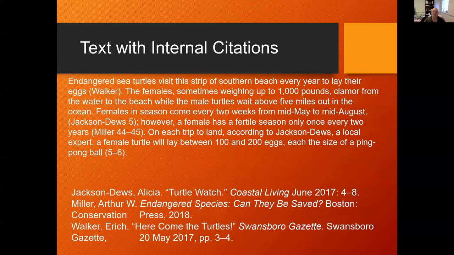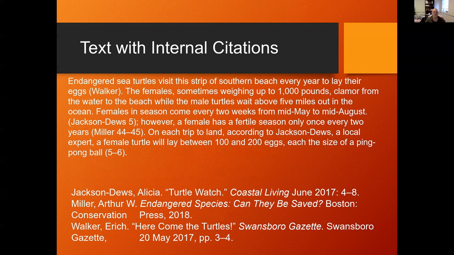Here's a great example. If you look at the top paragraph, you'll see in parentheses there are different things like Walker, Jackson Dews 5, Miller 44-45. Those are going to be the internal citations. It's going to be the author's name, and in this case, the page that it was found on. The other way to do it, if you look at that very last sentence, you can say, according to Jackson Dews, and then you don't have to reiterate the author at the end in the parentheses, you just have to put the pages. Then on your reference page, works cited, bibliography, whatever you want to call it, you're going to see what's on the bottom half of this slide.